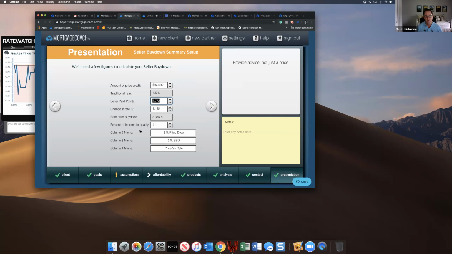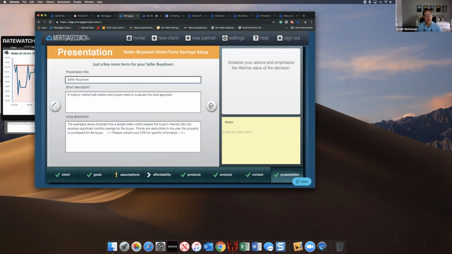I typed over this column. I wanted the actual price drop. So I matched what I need to my price drop. Don't put 100,000 price drop. It gets confusing. So I took my discount points dollar-wise, added them in column 2, which is my price drop, renamed my column 3 and 34K in the seller buydown. I usually rename column 4, but I left it there. I'm going to keep going.